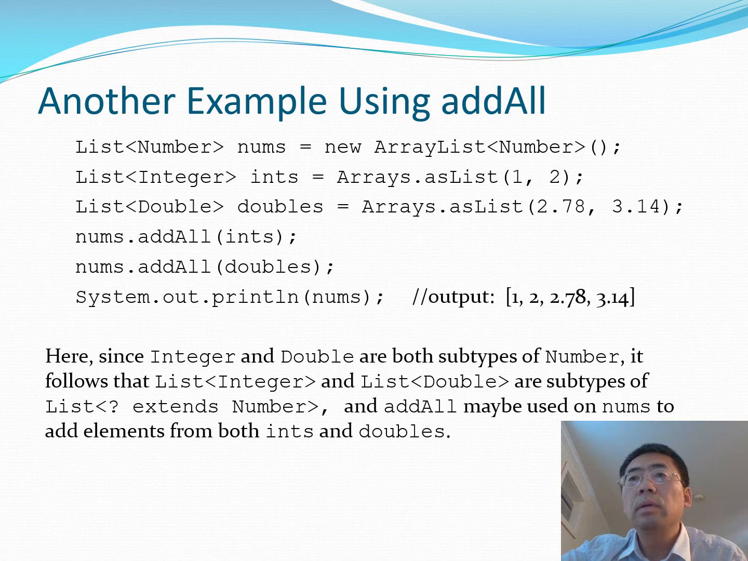Another example, suppose we have a list of numbers, nums, and then we have a list of integer and a list of double, and then we say nums.addAll(integers). That works fine, right? We have seen that interface method addAll. And then we say nums.addAll(doubles). That also works. So we end up getting a list of numbers containing a mix of integers and doubles.